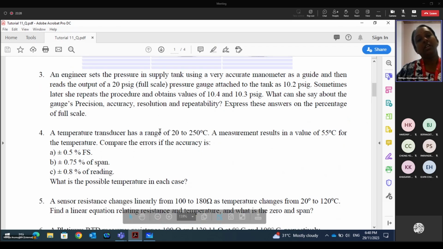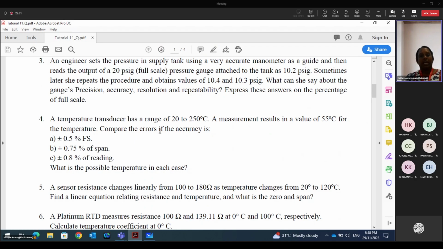Now, question number 4. A temperature transducer has a range of 20 to 250 degrees Celsius. A measurement results in a value of 55 degrees Celsius for the temperature. We need to compare the errors if the accuracy is as provided below. We also need to find out the possible temperature in each case. So let's move on with the accuracy error if the accuracy provided is plus minus 0.5% at full scale.